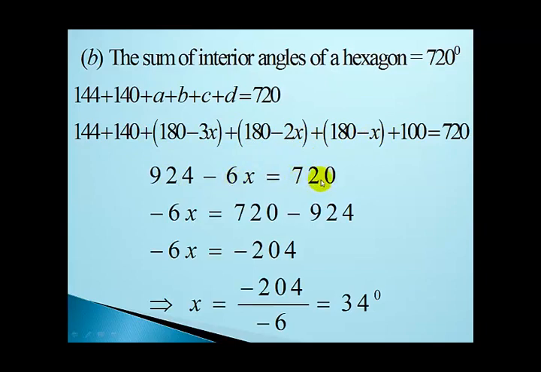720 degrees. Now we have minus 6x on the left hand side, but 924 on the left hand side becomes minus 924 on the right hand side, and 720 minus 924 is equal to minus 204. Take note that we are solving for x, so we divide the left hand side by minus 6, and we divide the right hand side by minus 6. When we divide the left hand side by minus 6, we have x, and when we divide the right hand side by minus 6, we have minus 204 divided by minus 6, and the result is 34 degrees. This means that the value of x is equal to 34 degrees.